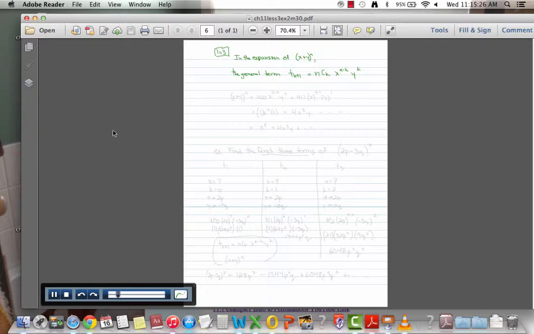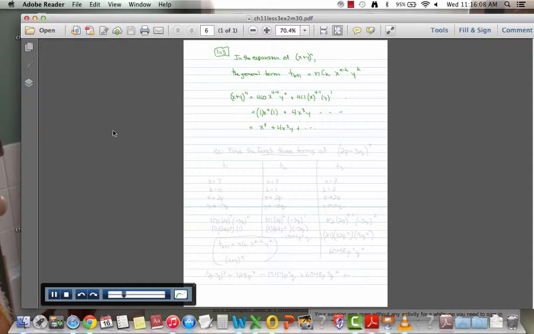But in the last example, when we did x plus y to the fourth, the first term was 4 choose 0, x to the 4 minus 0, y to the 0, which actually just gave us x to the 4. The next term was 4 choose 1, x to the 4 minus 1, y to the 1. So it gave us 4x cubed y. And we kept going, and we had all the terms in this expansion.